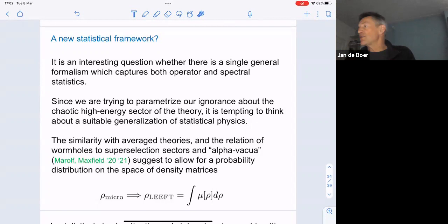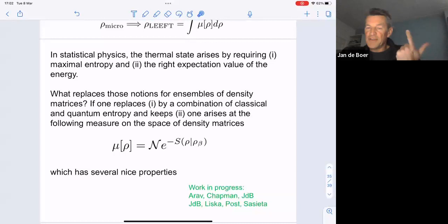Because in statistical physics, for example, the standard Boltzmann distribution comes about by demanding two things. The Boltzmann distribution is obtained by requiring only two things. You require that the state has maximal entropy, so maximal ignorance, if you wish, and it is the right expectation value of the energy. And if you just impose those two criteria, you get the standard thermal state out, e to the minus beta H divided by Z beta.